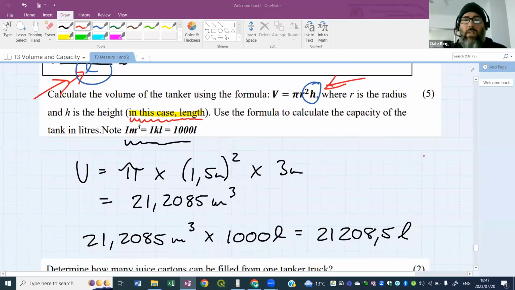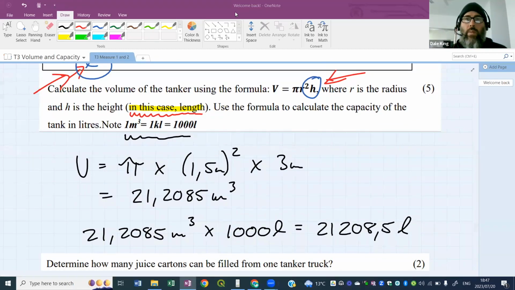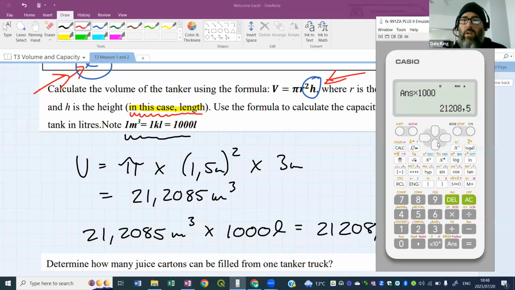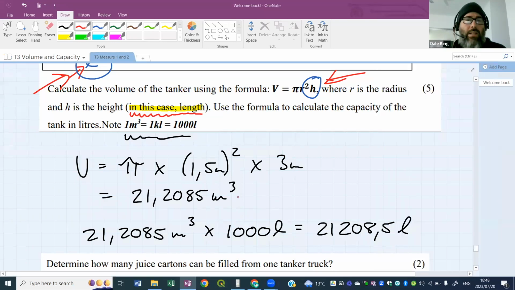Let's come back to the answer now. Are we all happy with this answer? Isabella, check the calculations and see where we are different. I'll show you what my calculator has on it. It's 3.142 times 1,5 squared, and then you multiply by 3. That should give you 21,2085 meters cubed. And every meter cubed is 1,000 liters. So I take my 21,2085 cubic meters and times by 1,000 to get 21,208,5.